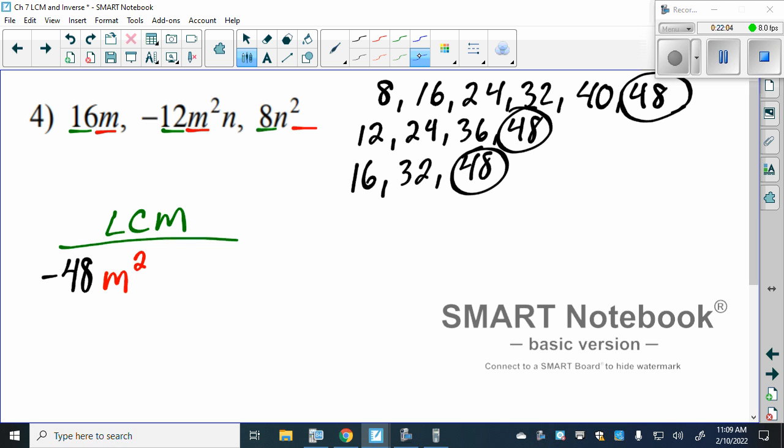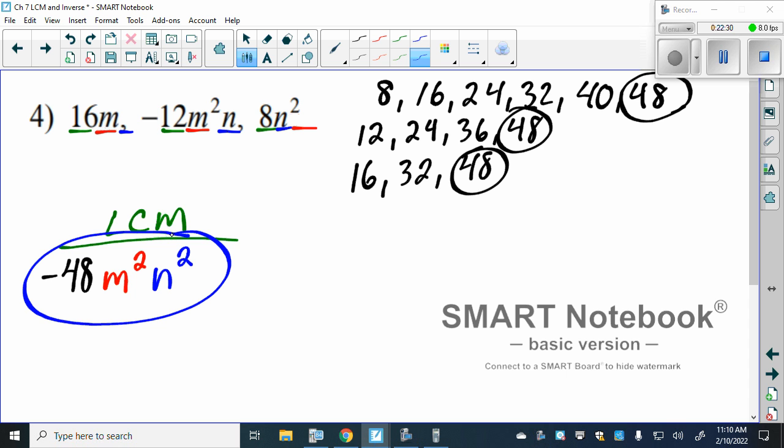Now let's look for n's. Well, the first one doesn't have any. The middle one has 1, and the last one has 2. So how many do I need? 2. So it's going to be n squared. So the least common multiple, the smallest that this will be here, is negative 48 m squared n squared. And that's it. That's all we have to do.